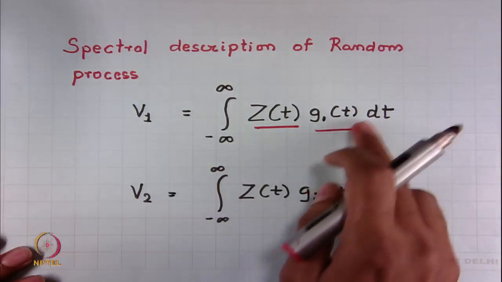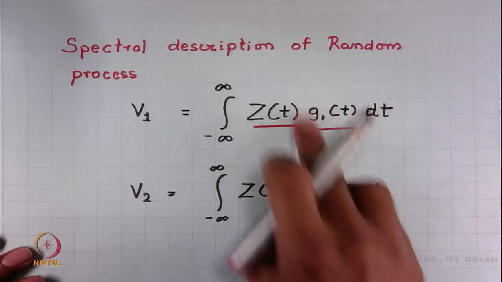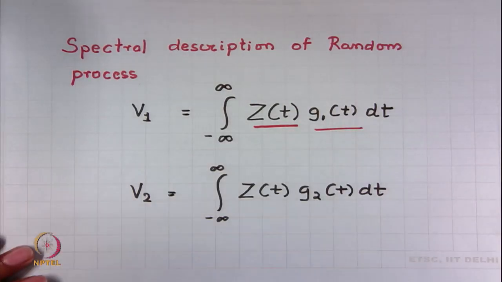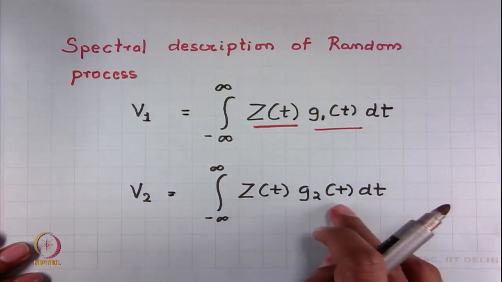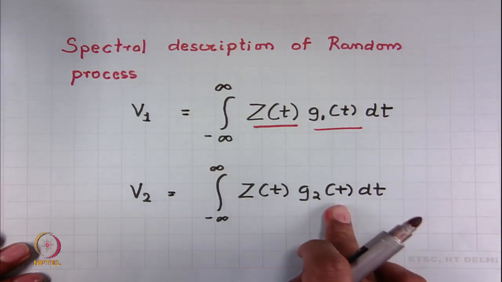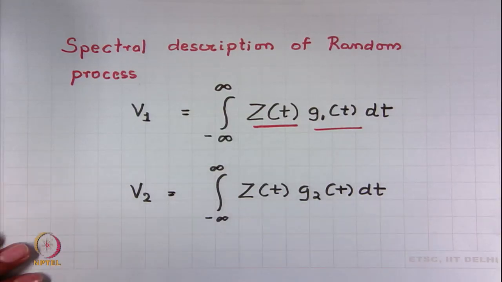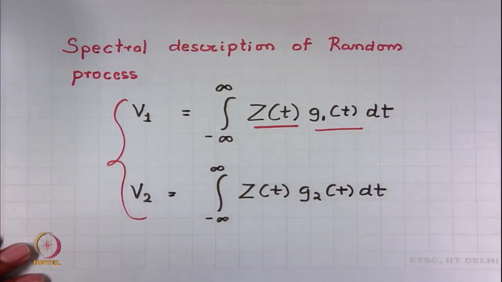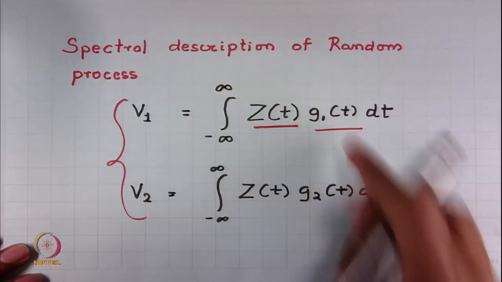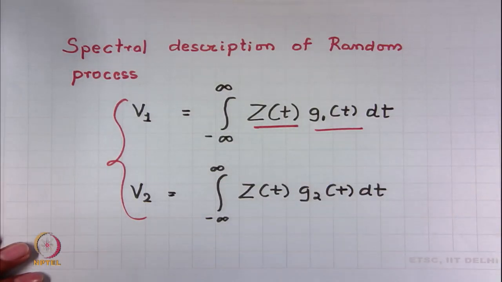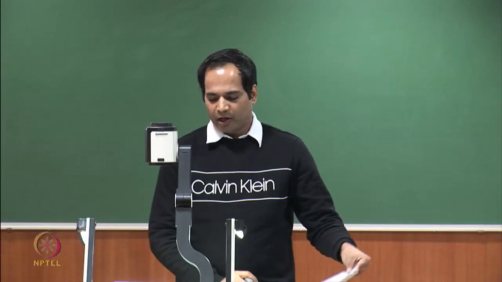Remember, we are considering this function to be a real function, and that is why we do not have any conjugates here. Similarly, I can take the inner product of a random process with another deterministic function. So, I will end up with a different random variable, which I call V2. So, I am collecting two linear functionals of the random process by taking the inner product of the random process with two different deterministic functions. Why are we carrying this out?